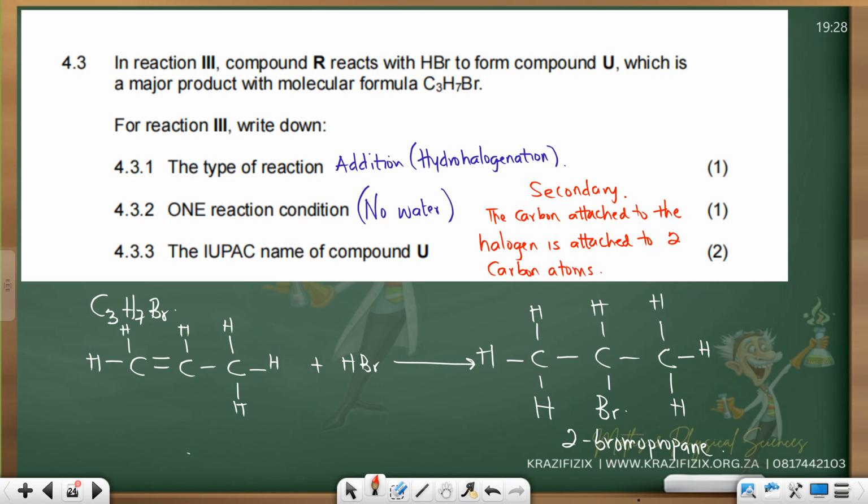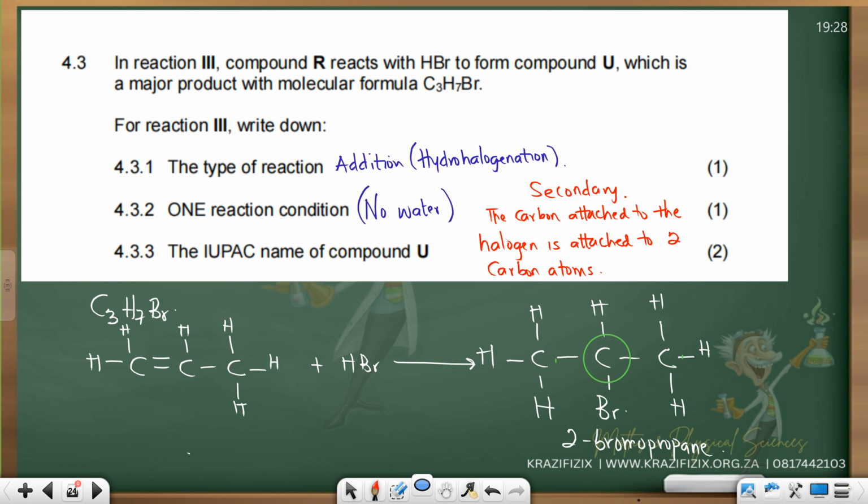And that's the reason why it's secondary. The carbon, so this is the carbon that we focus on. It's called a secondary carbon. The carbon that is attached to the Br is attached to two other what? Carbons. All right. And this forms the major product.